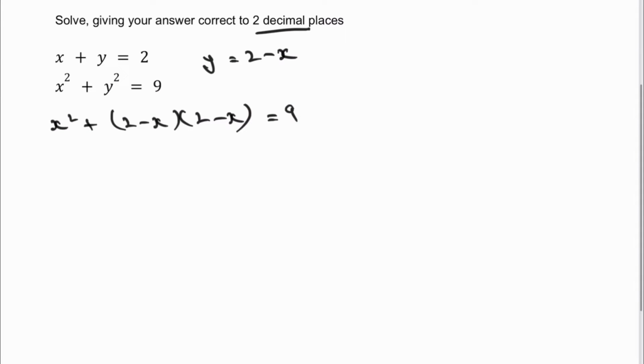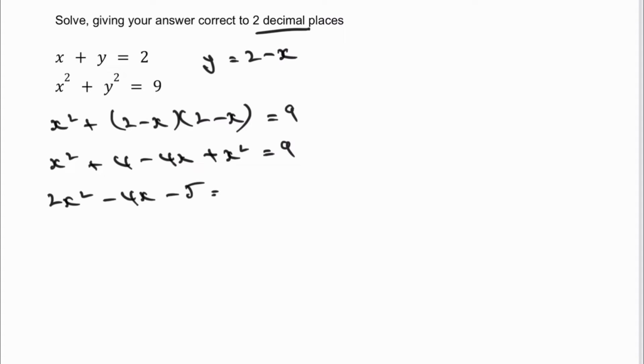So what I'm going to do is write that as x squared plus 4 minus 4x plus x squared, again, equals 9. Gather up the like terms and make it look a little bit tidier. That is going to be 2x squared minus 4x minus 5, and that equals 0. Now don't forget, when we're using the quadratic formula, we're going to have to make sure the equation equals 0.